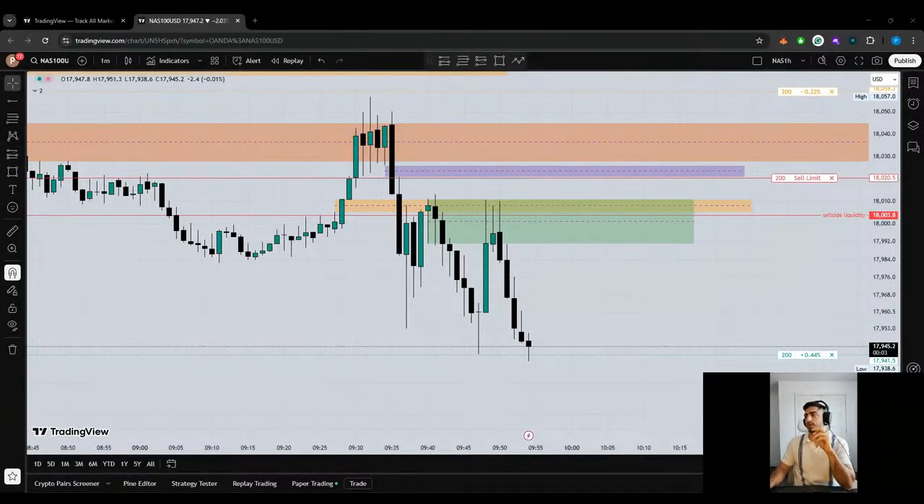Nice trading. It's nice price action too. That's beautiful. Very nice.